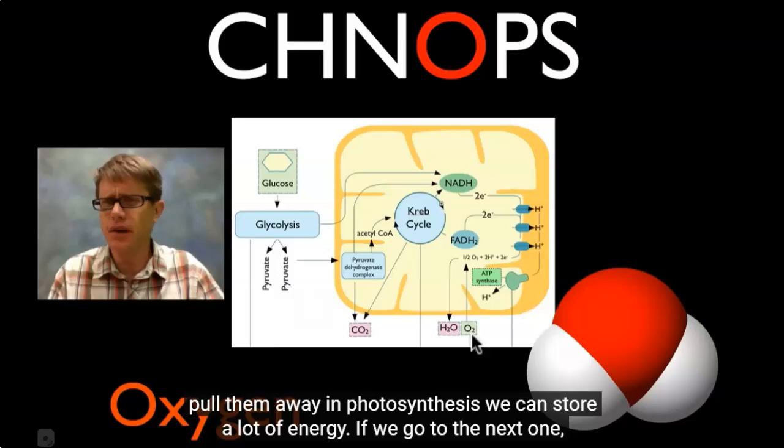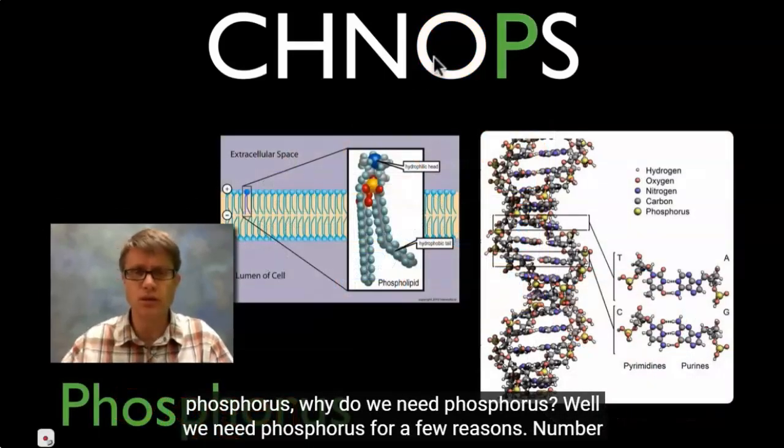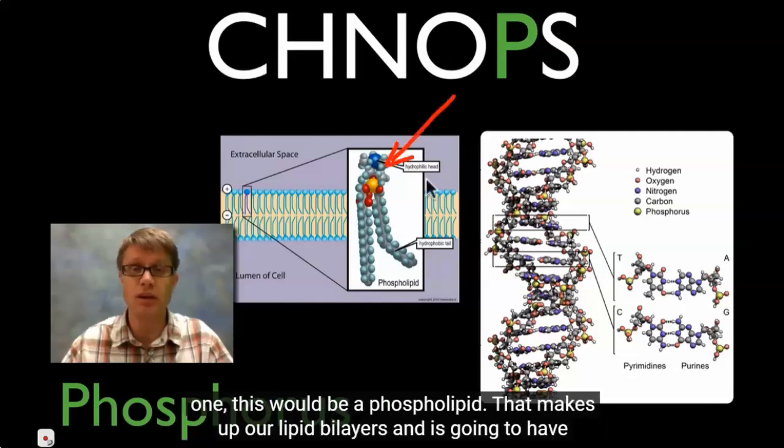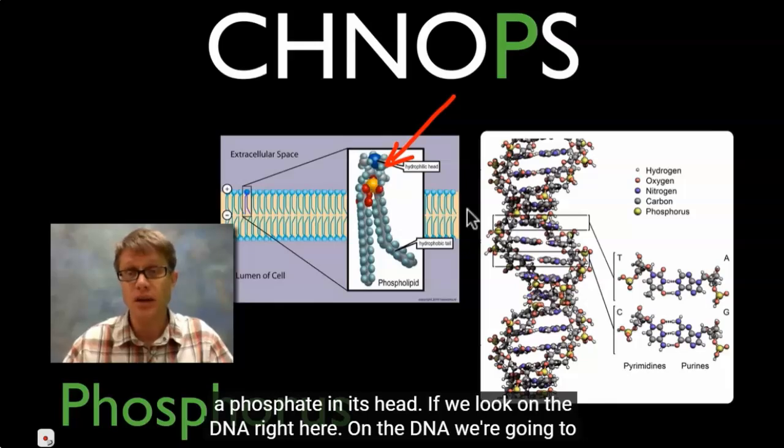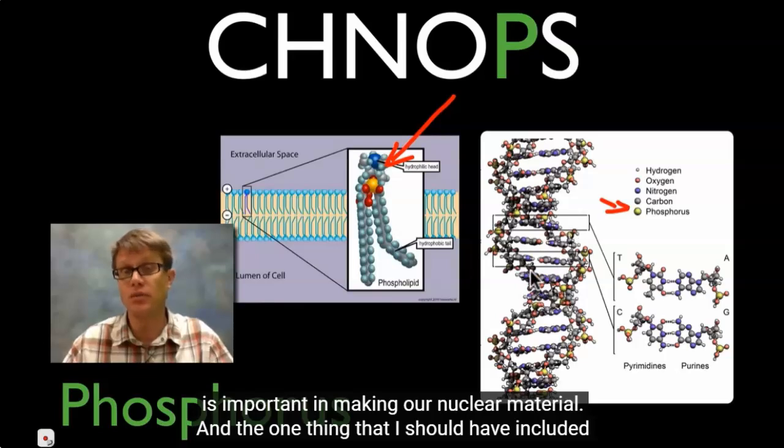If we go to the next one, phosphorus. Why do we need phosphorus? Well, we need phosphorus for a few reasons. Number one, this would be a phospholipid. That makes up our lipid bilayers, and it's going to have a phosphate in its head. If we look on the DNA right here, on the DNA we're going to have, remember, sugar, phosphate, sugar, phosphate, sugar, phosphate backbone. And so phosphorus is important in making our nuclear material.